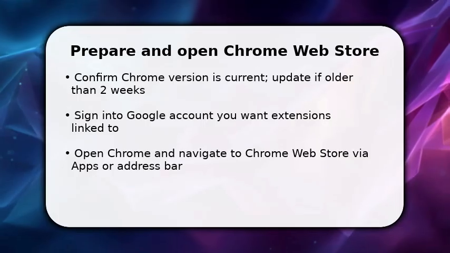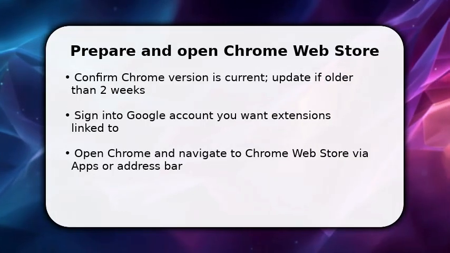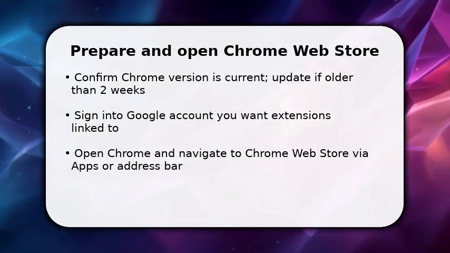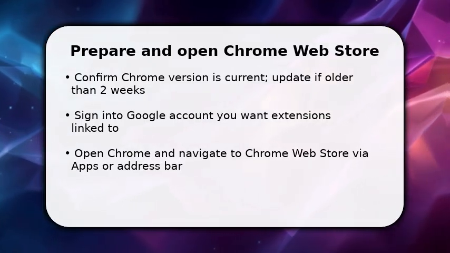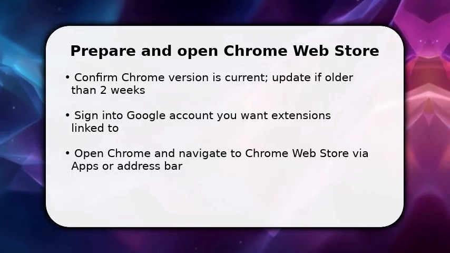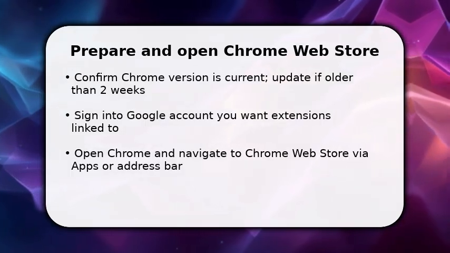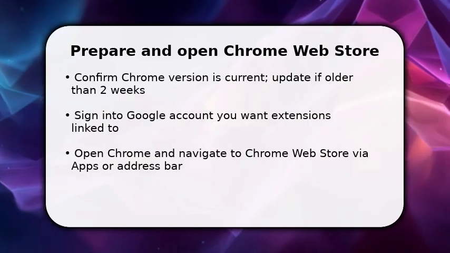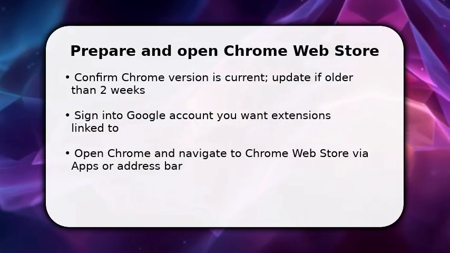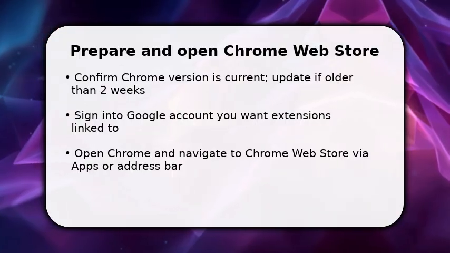Enjoy the video. You start by making sure Chrome is current and you're signed into the Google account where you want the extension. Once done, open the browser and go straight to the Chrome Web Store. You don't need extra tools, the store is built into Chrome. Make sure sync is on if you want settings copied across devices.